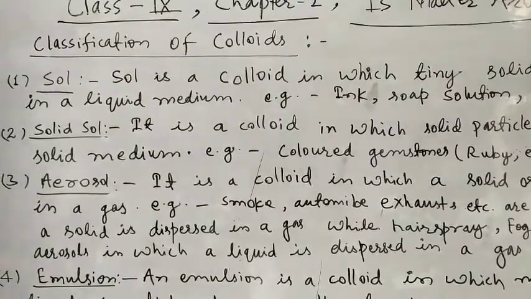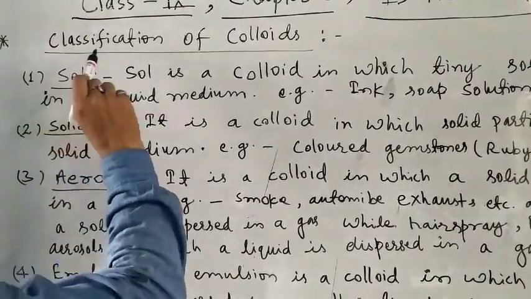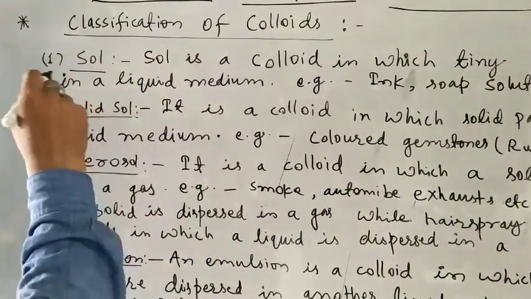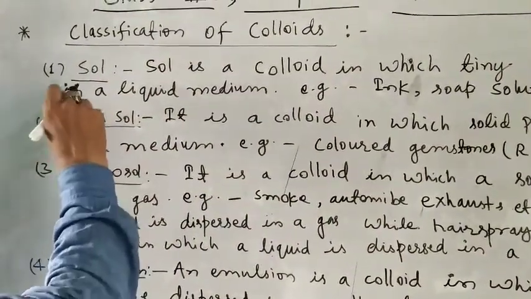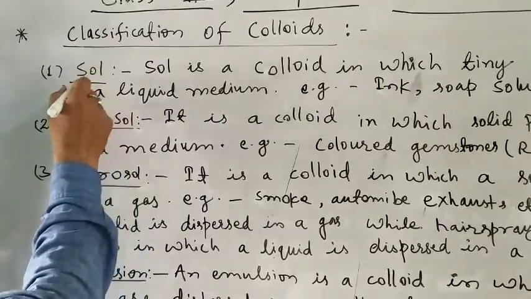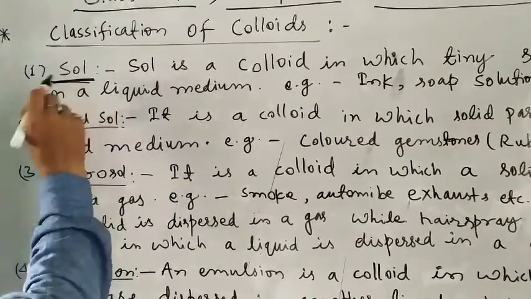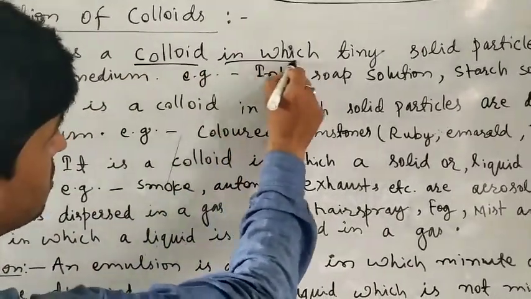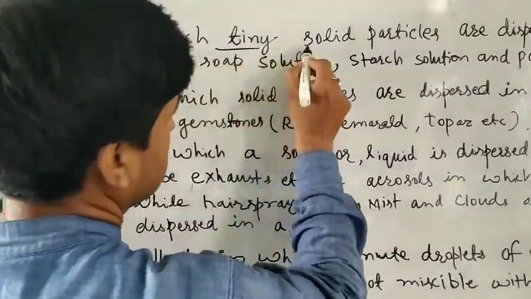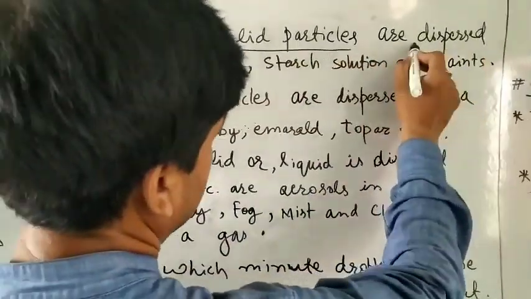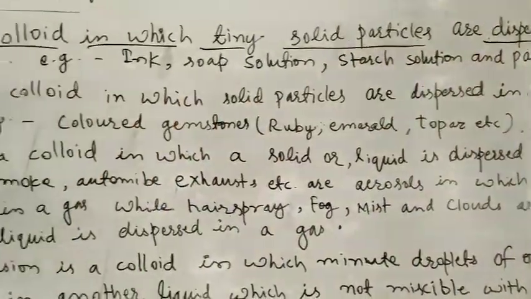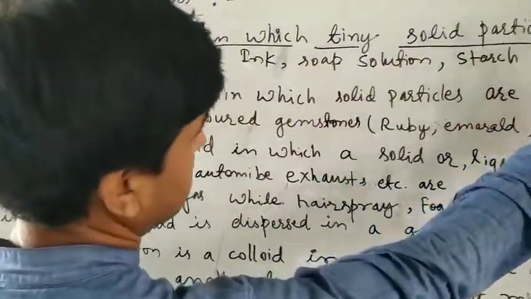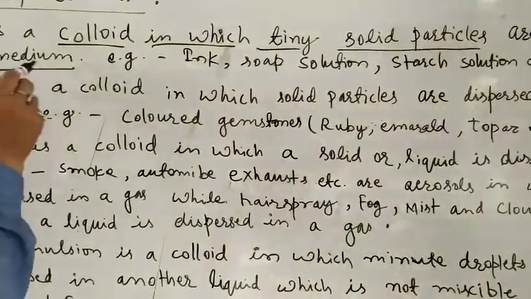Yesterday I studied the classification of colloids. Now we will explain in detail several types of colloids. The first one is sol. What is a sol? A sol is a colloid in which tiny solid particles are dispersed in a liquid medium.